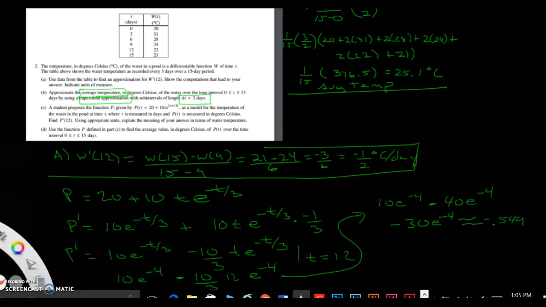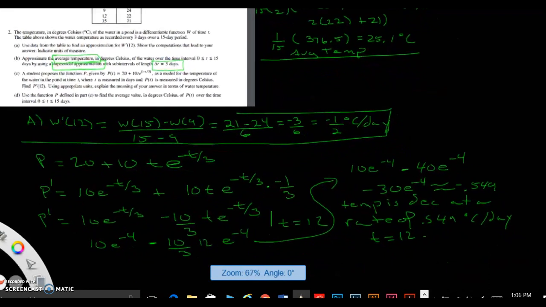Now we have to use the units. This was degrees Celsius, so this is the rate at which it's dropping. So the temperature is decreasing at a rate of 0.549 degrees Celsius per day at t equals 12. So basically what you just found here is the instantaneous rate.